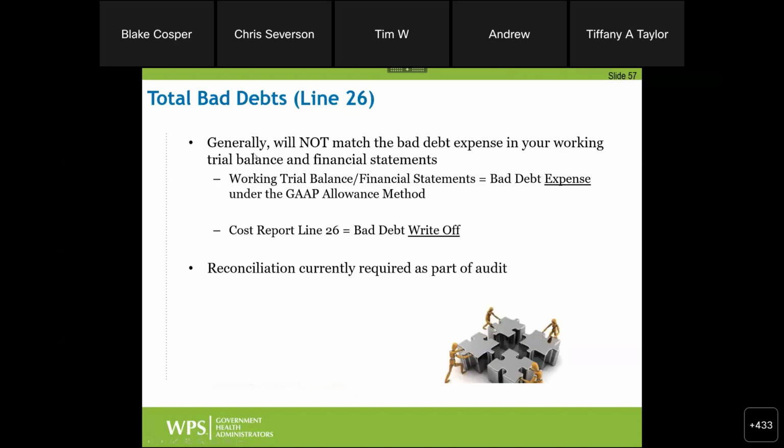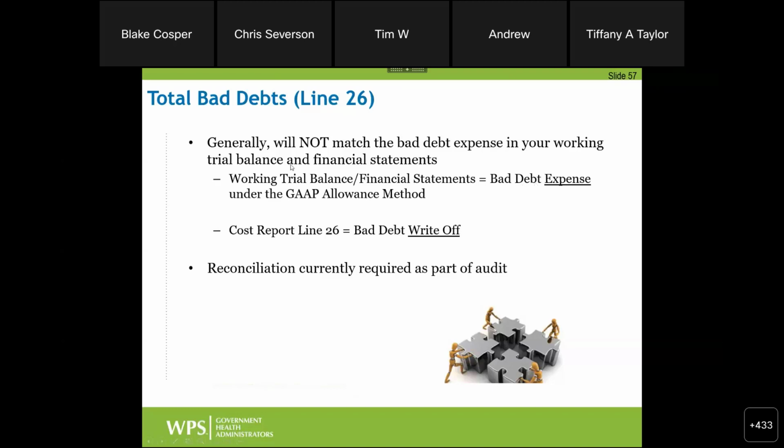Now, the bad debts, another part of our audit is we're trying to reconcile to some other documentation you might have, like trial balance or financial statements. Now, the total bad debt is a write-off, as we said earlier. Regardless of what's in the label, it's a write-off, not an expense. What's on your financial statement and your working trial balance is an expense. There's not a write-off line of the income statement unless you're one of those very rare facilities that would use the direct write-off method, which for a hospital, I can't imagine that happening because bad debts are generally material.